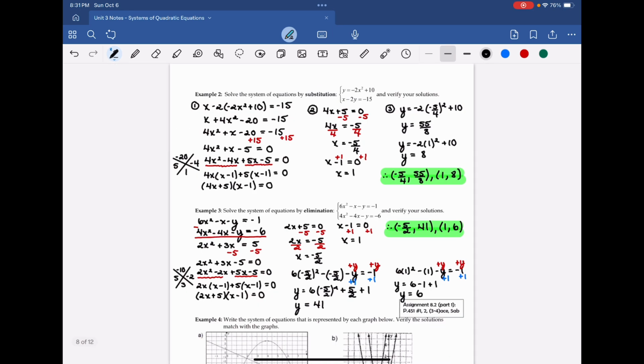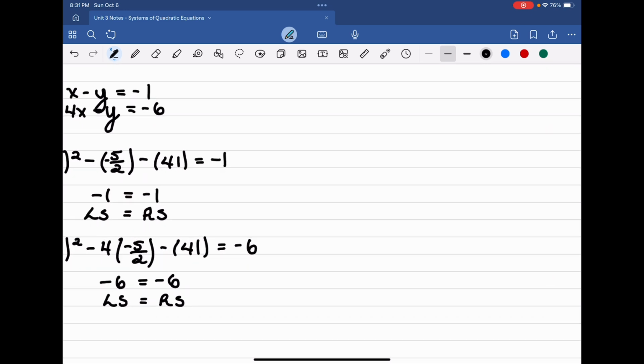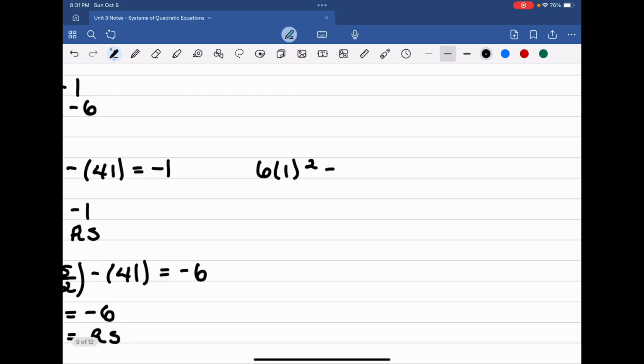Okay, let's do what we did in the one above, where we want to confirm that the other solution works for these two, or in this situation, 1 and 6, my bad. So if 1 and 6 is the other solution, then I'm going to take that and plug them into both the equations. Starting off with the first equation, we have 6 times 1, which is the x value, squared, minus that x value, which is 1, and then minus the y value, which was 6, is equal to negative 1.